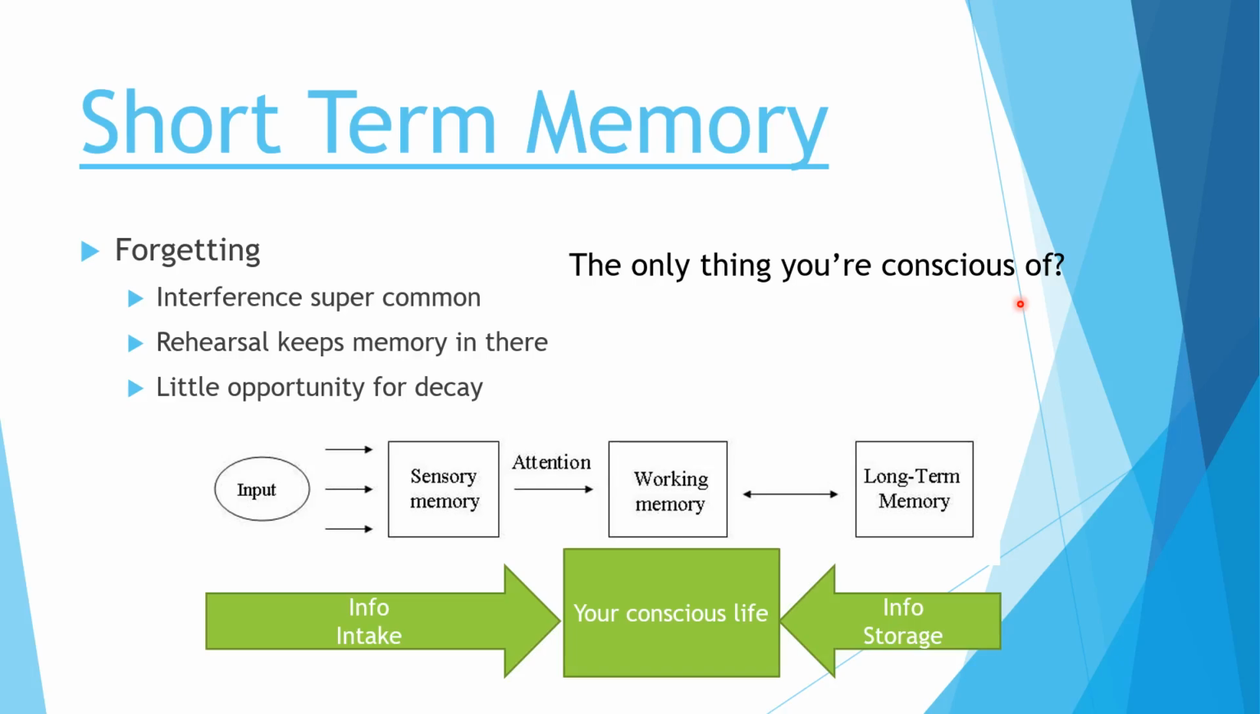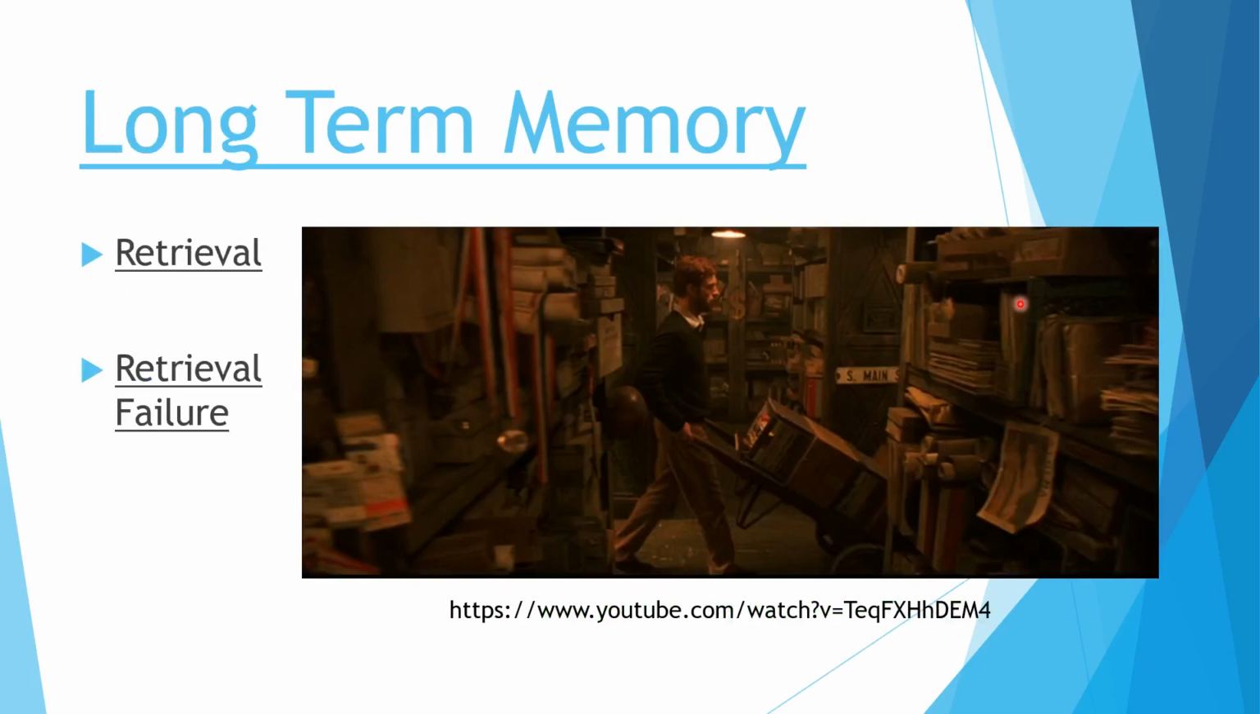You can use rehearsal to repeat information to yourself and keep it in your working memory, and there really isn't very much chance for decay because interference is happening all the time. We've said pretty much everything we want to say about it, so I'll move on quickly to the long-term memory. We've got a video here representing the long-term memory, where you hold information while you're not working with it.